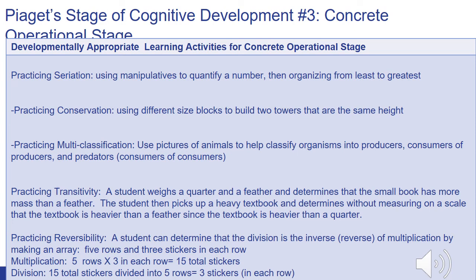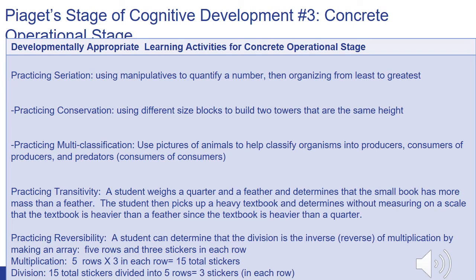Later, just by comparing it through holding in their hands, they determine that a huge textbook is a lot heavier than a quarter. And so they can determine that, hey, without having to measure it, the textbook must be heavier than the feather.